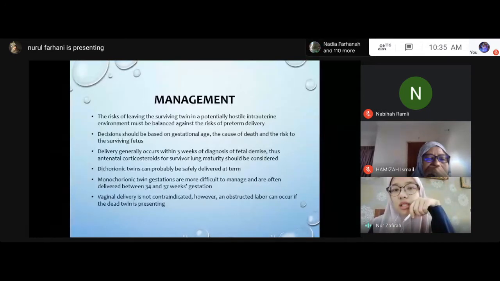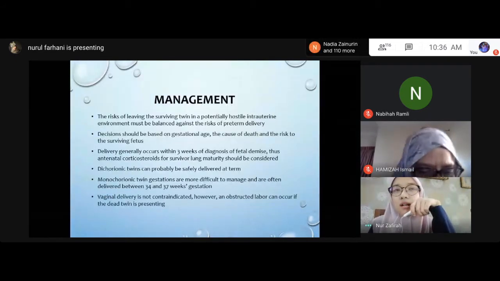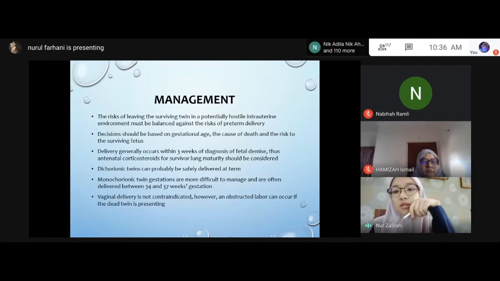However, if it occurs in dichorionic twins, from what I've read, the complications when one fetus dies are not because of fetal effects. They are more maternal effects, maternal complications. So if there are no maternal complications, the DC twins can probably be safely delivered at term, because there is no fetal effect like I mentioned before, like the shunting of blood from the surviving twin into the dead twin.